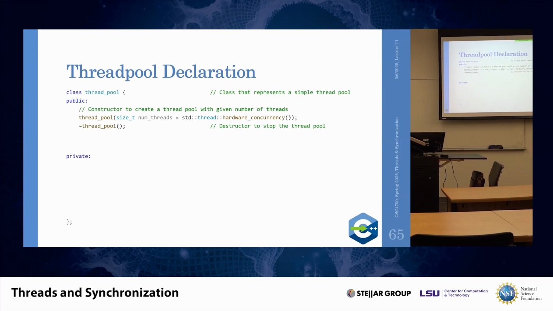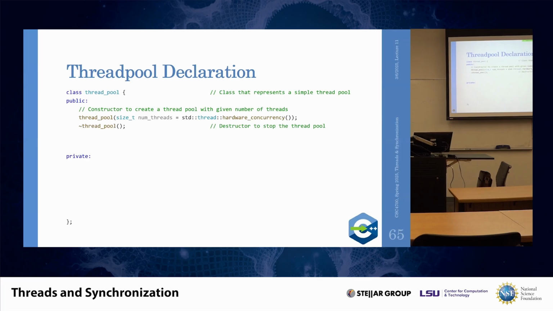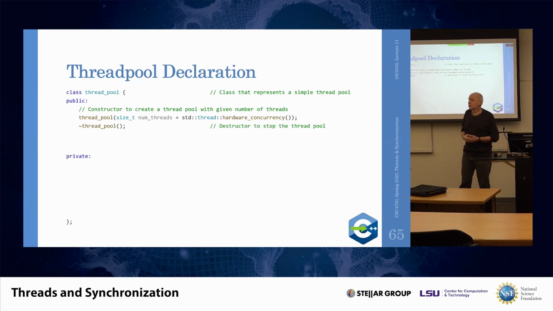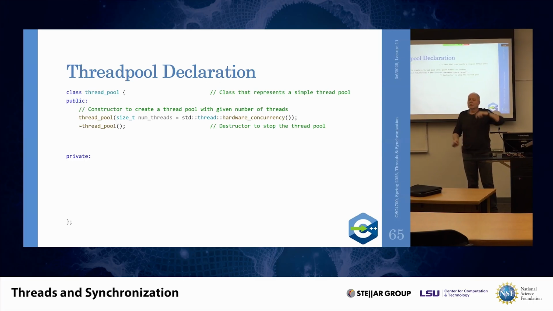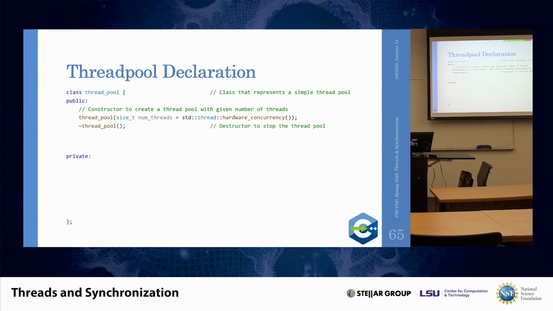We need a destructor. And for simplicity, I define a destructor that actually stops the thread pool and will join with all the threads. So you create the thread pool, do all the work, and when the thread pool is going out of scope, you stop doing things. It's a very simple scheme.